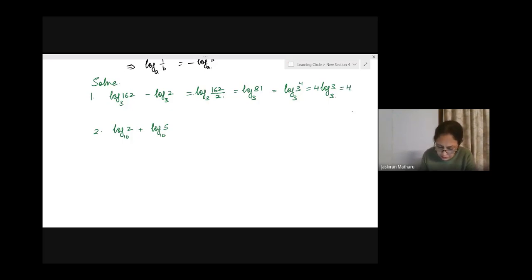Similarly, we look at the next problem. Here the two log numbers with the same base 10 are getting added. So the numbers will get multiplied. So this will be log to the base 10 of 2 into 5. So this will become log of 10 to the base 10, which is nothing but equal to 1.